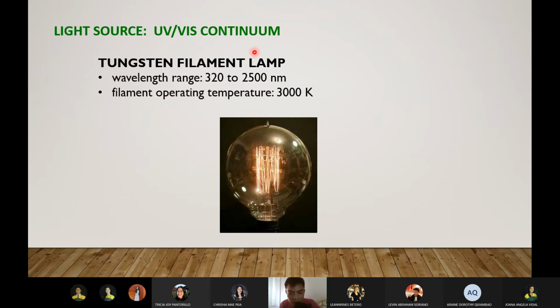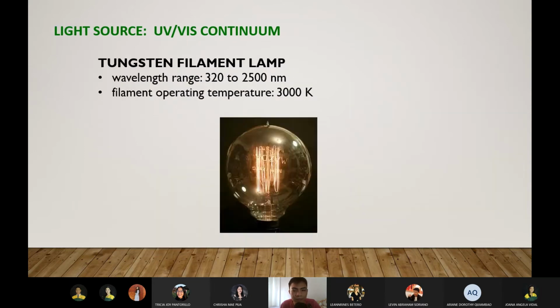But since it produces many wavelengths, you have to filter it using a monochromator. The wavelength range of the tungsten filament is from 320 to 2,500 nanometers. So this is good when you are doing UV and visible analysis. That's where it works well. I think for IR, it's not really suitable.